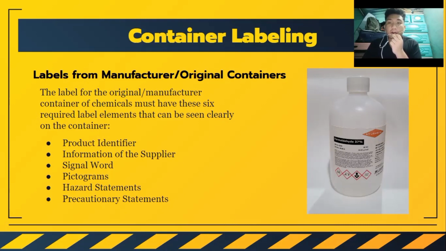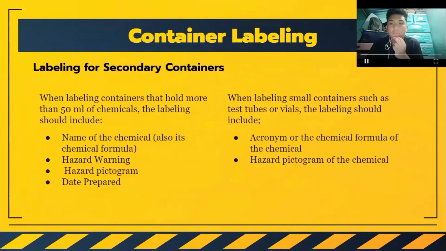These are four types of precautionary statements. First is prevention, which serves as a guide to lessen the exposure to the chemical. Second is the response, which is the steps when the person is exposed to the chemical. Third is the proper storage of the chemical. Lastly, the disposal of the chemical. When transferring chemicals into a secondary container, it is necessary to have a label to prevent misuse of the chemical and its potential hazard.